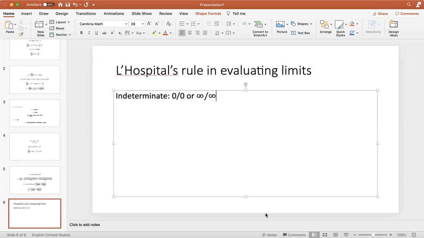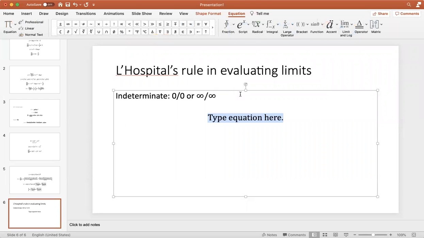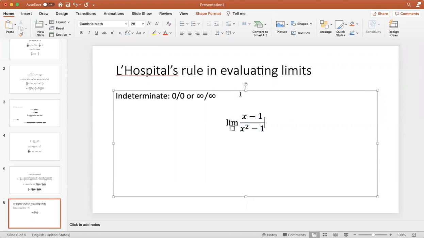Say you're asked to get the limit of x minus 1 over x squared minus 1 as x approaches 1. A closer look at this function indicates that we have an indeterminate form. If you substitute 1 in the numerator and in the denominator, you get 0 over 0.